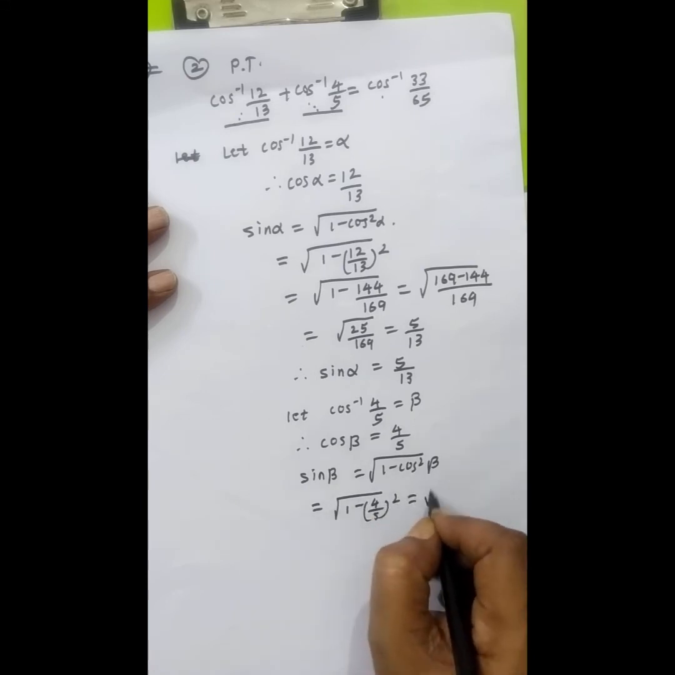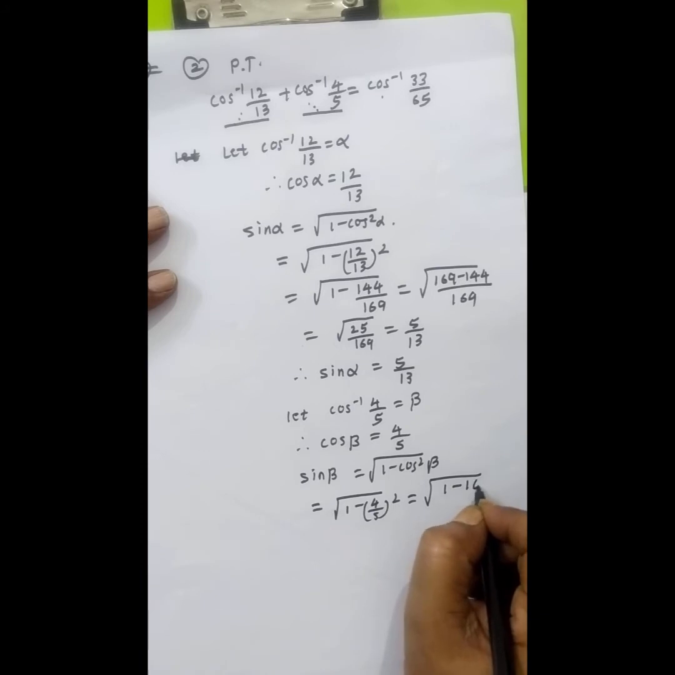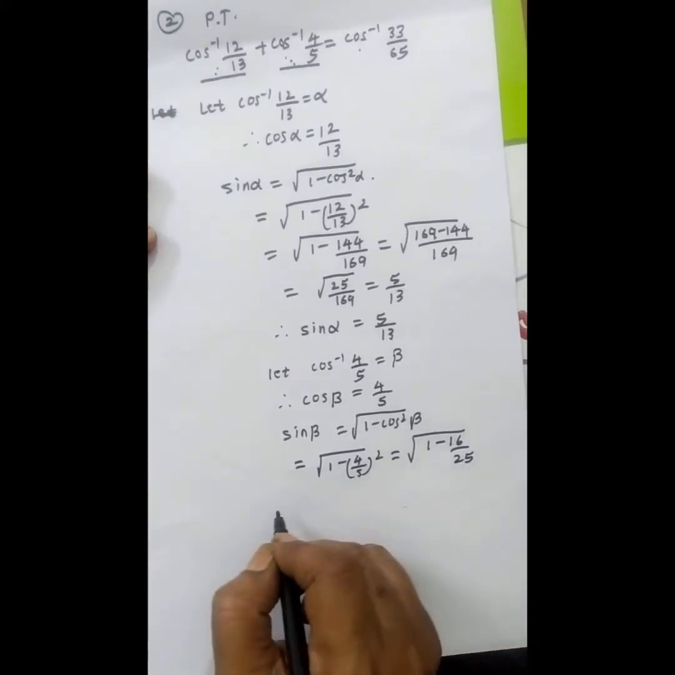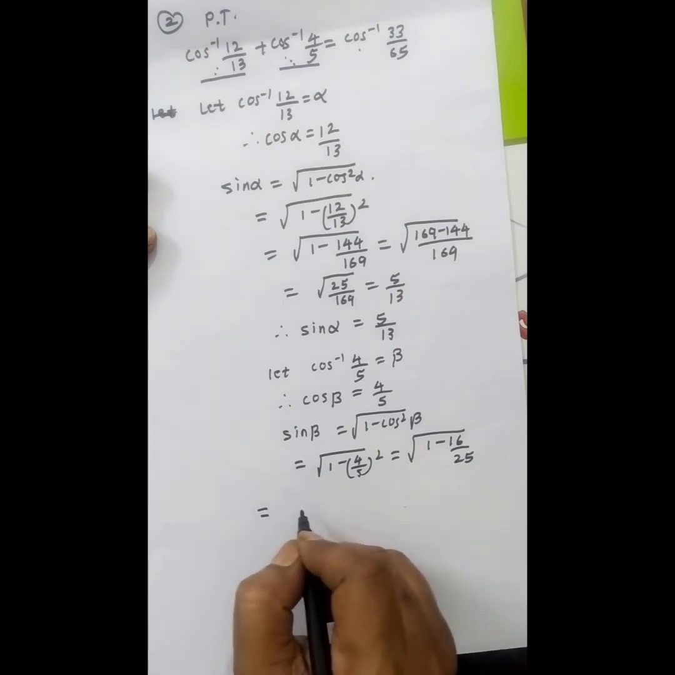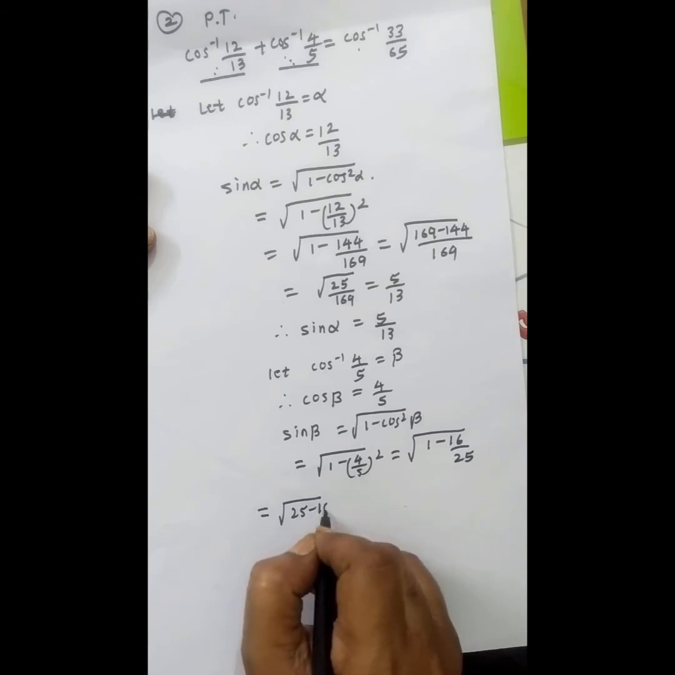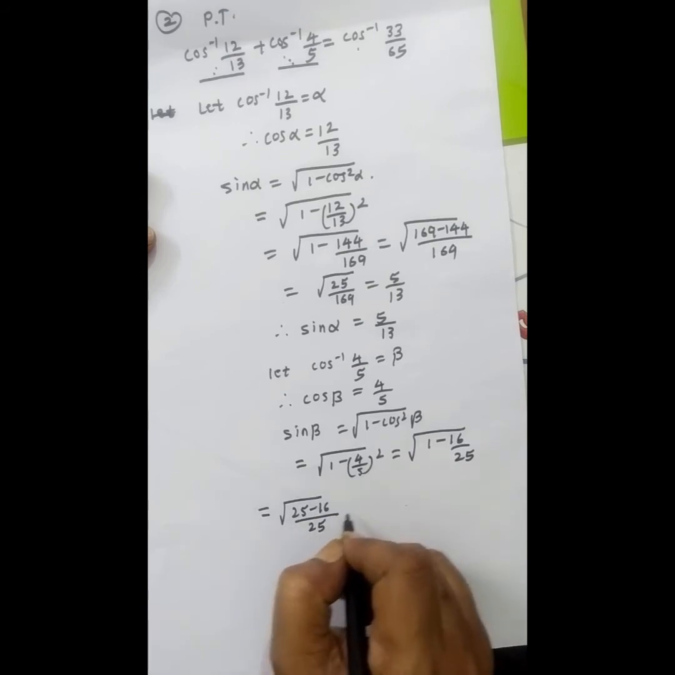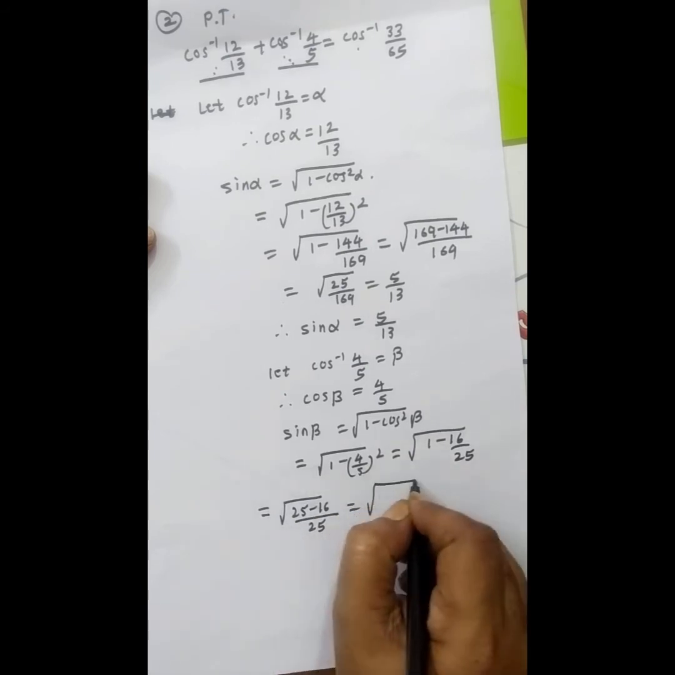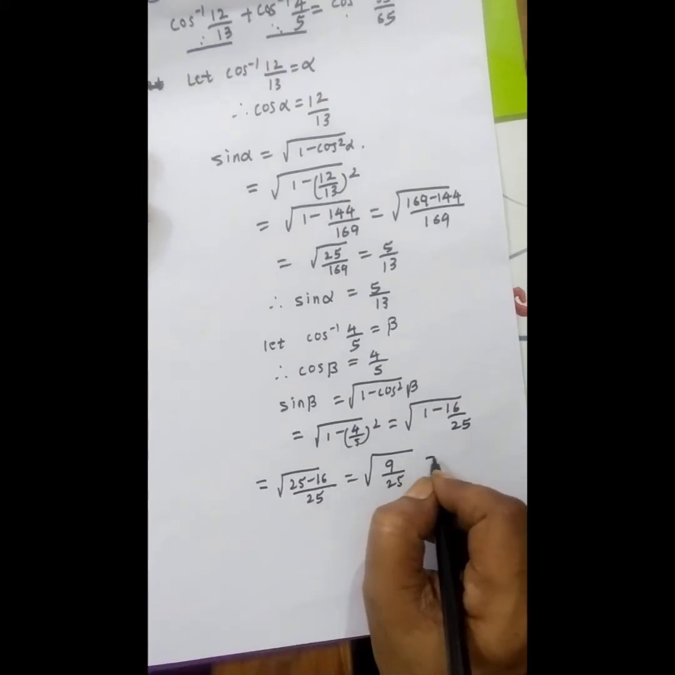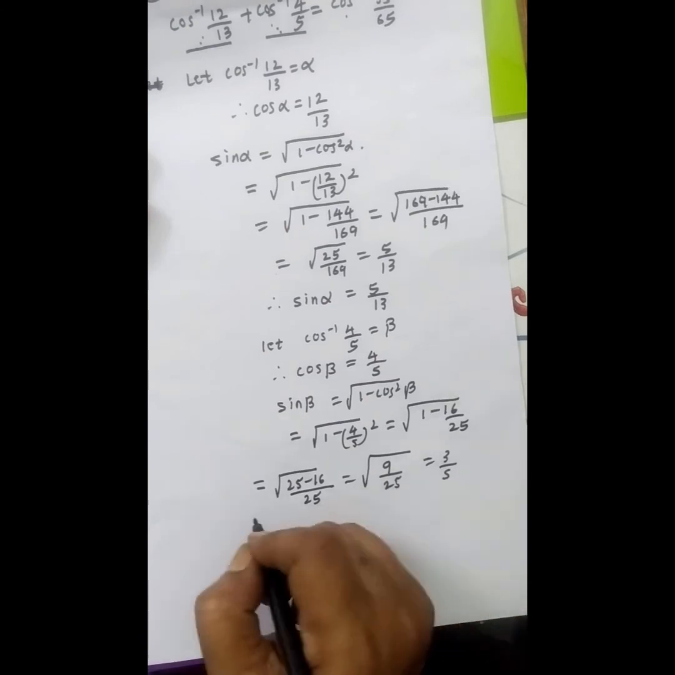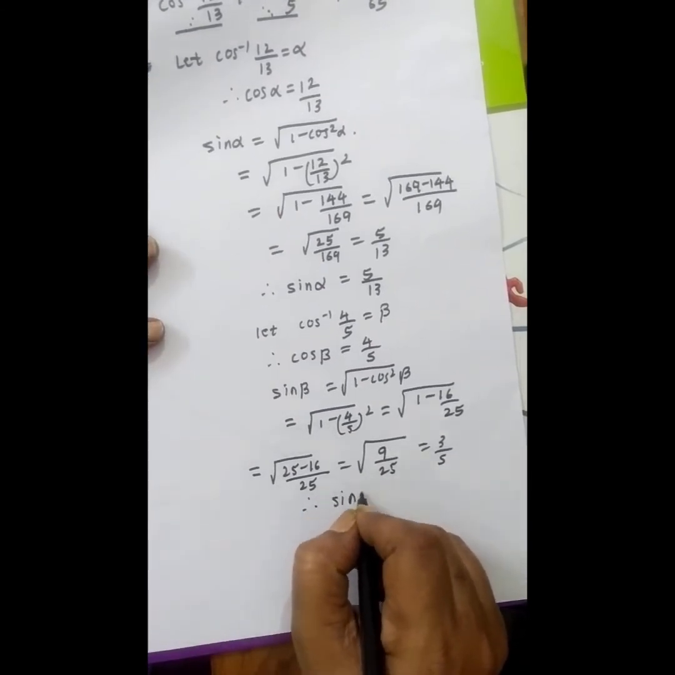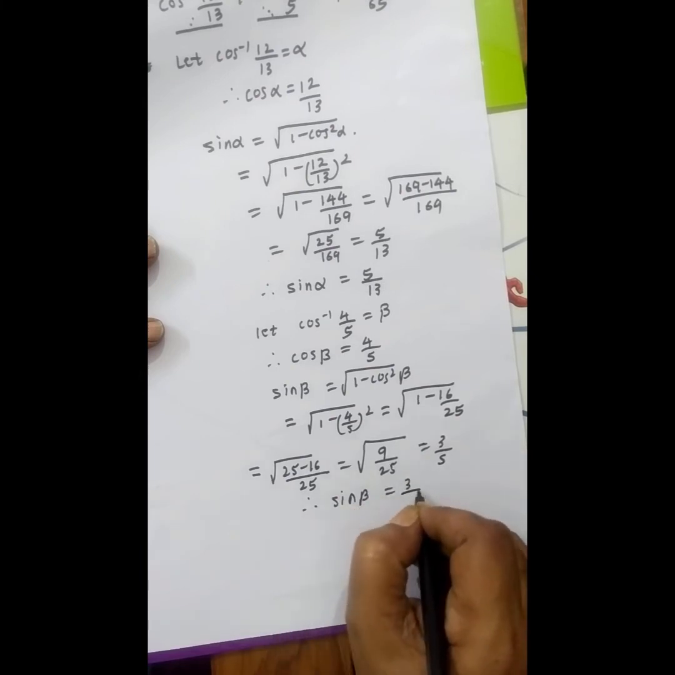So it will be root of 1 minus 16 divided by 25. Now if you simplify this by taking LCM, this will be root of 25 minus 16 divided by 25. So it will be square root of 9 divided by 25. So this will be 3 by 5. So we can write therefore sin beta equals to 3 by 5.